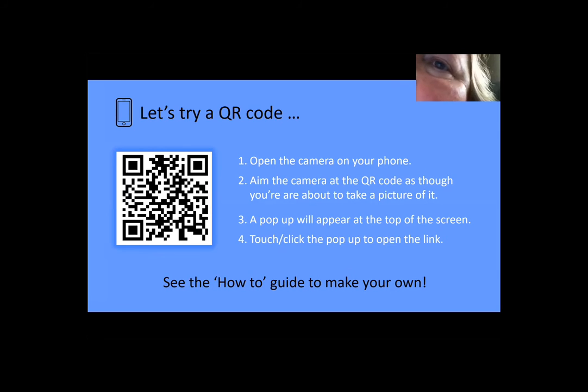Okay, so I thought that if you don't have experience with a QR code, we can try one. If you have your mobile phone nearby, you can open the camera and point it at the QR code as though you're about to take a picture of it, but don't actually take the picture. A pop-up should appear at the top of the screen, and if you touch or click on the link it should take you through to YouTube and you should see me in a small video. I'll give you 30 seconds to try that, and if it works, you can pop it into the chat.